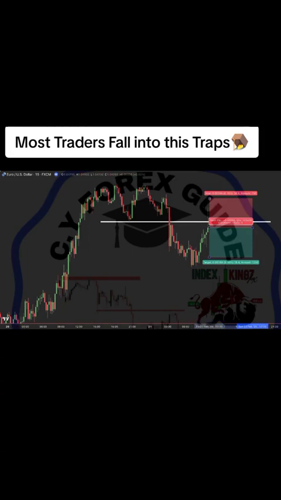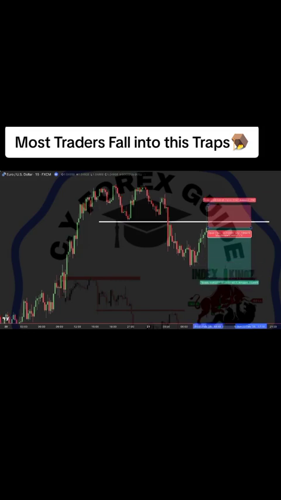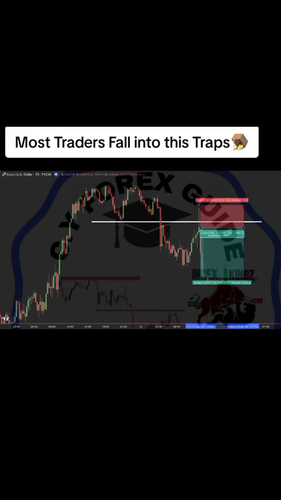Place your entry after the pin bar closes above its high. Set your stop loss just above the upper wick. Use the next level as a target. As you can see, after the retest and the rejection at the neckline, the market moved down, confirming that the trend has shifted and we've caught the beginning of a new downtrend.